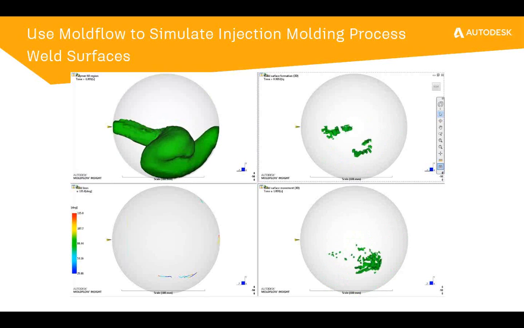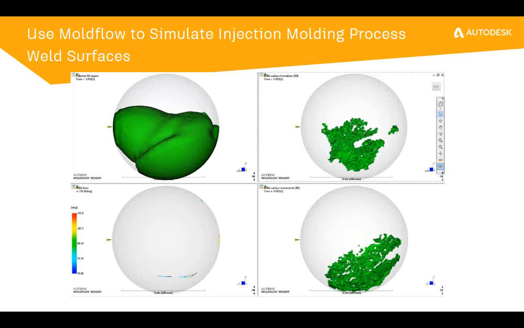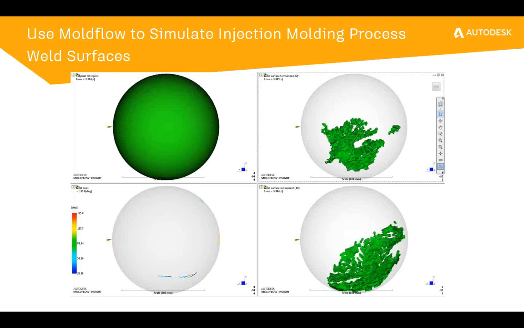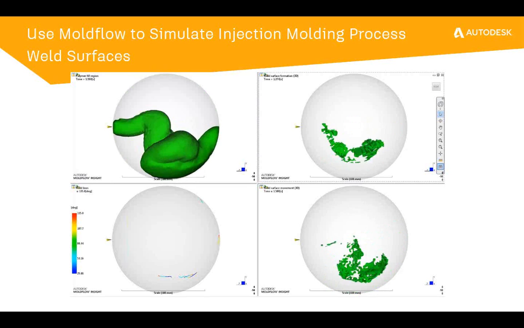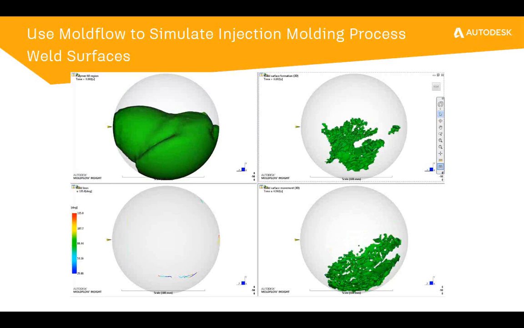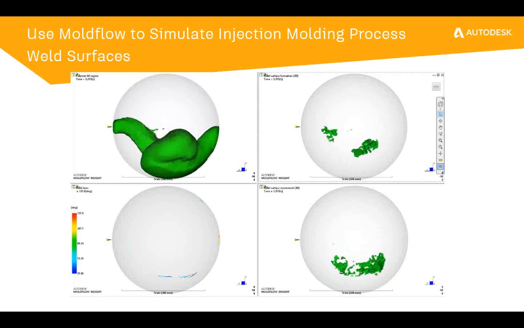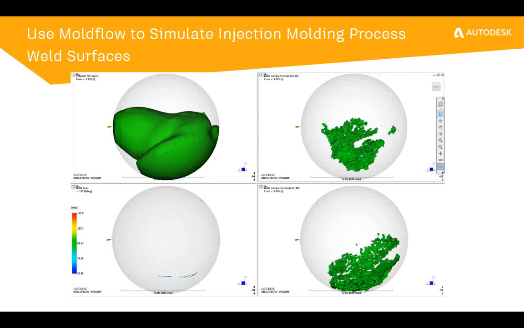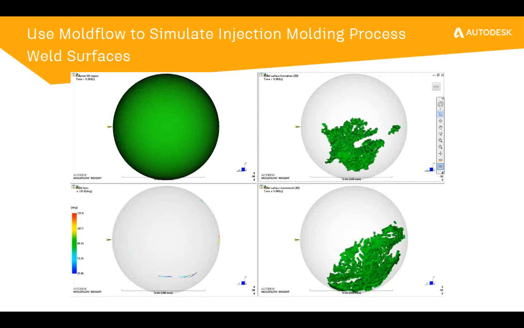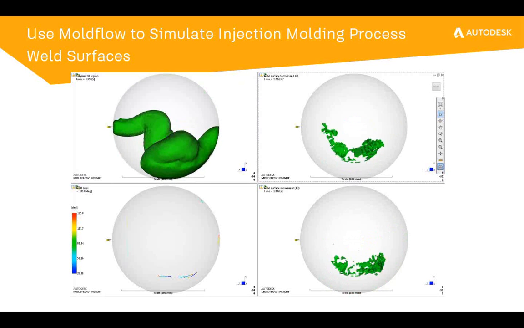Now, the way these two plots differ is Moldflow has the ability to calculate where these three-dimensional weld surfaces form, but perhaps more importantly for our structural analysis, we can also track how these weld surfaces break apart and move as we continue to fill and pack out our part.